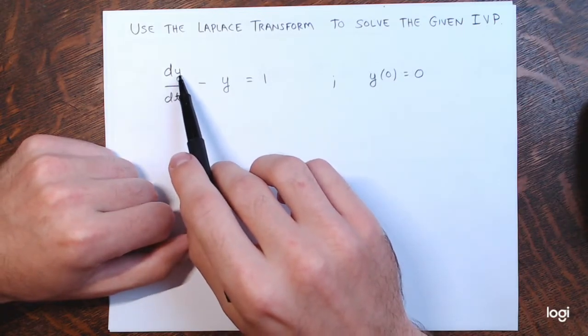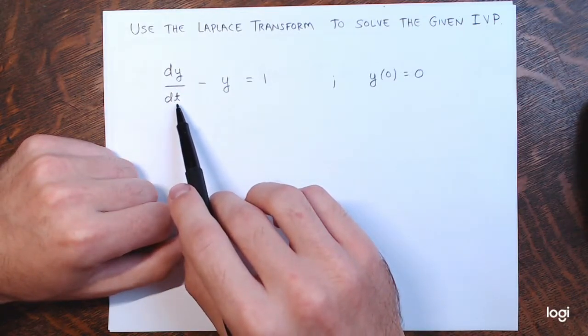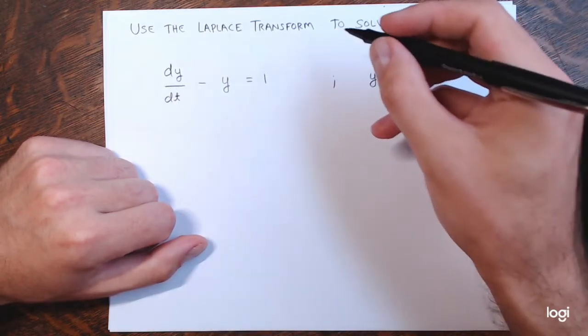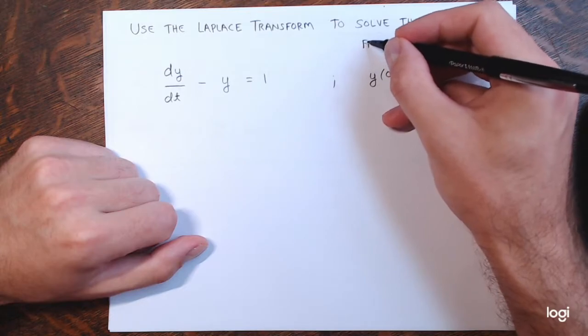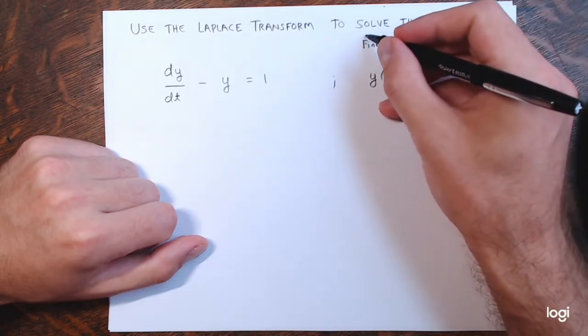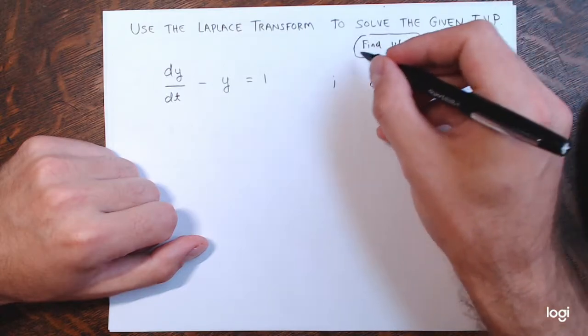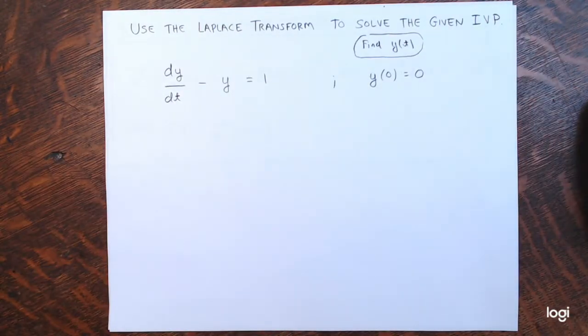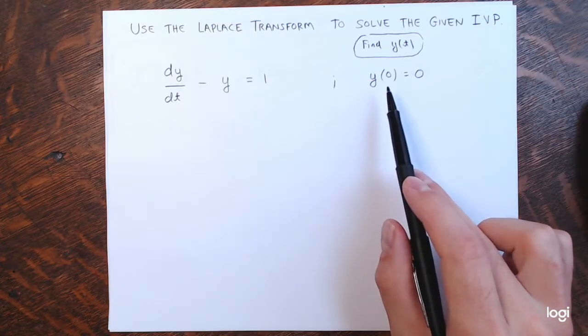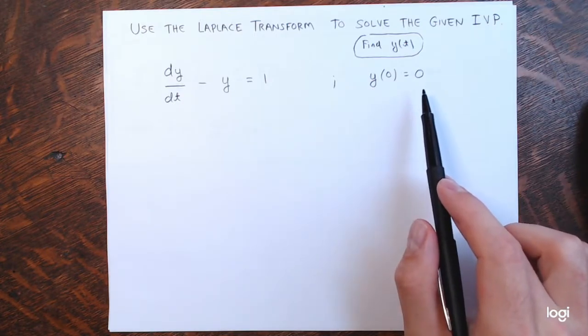So y is a function, and the independent variable is t here. y is some function of t. So we're trying to find y of t that satisfies this equation and this condition, right? The value of y at t equals 0 is 0.